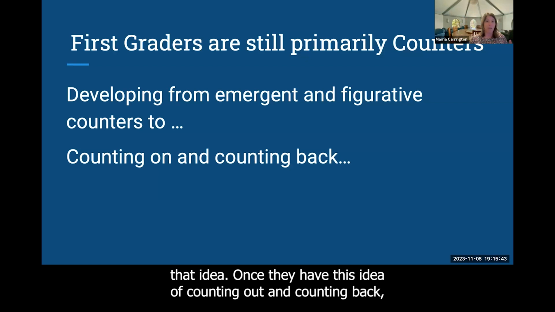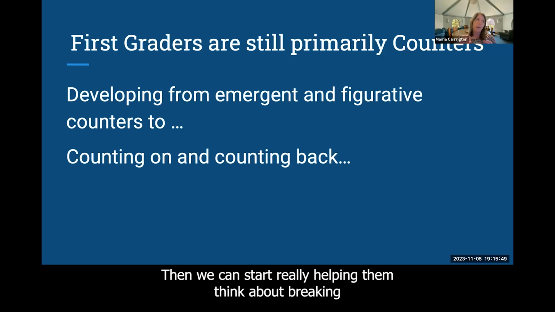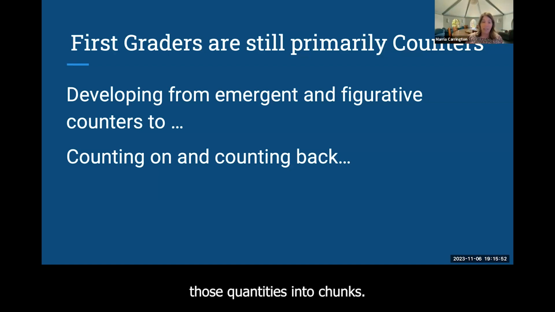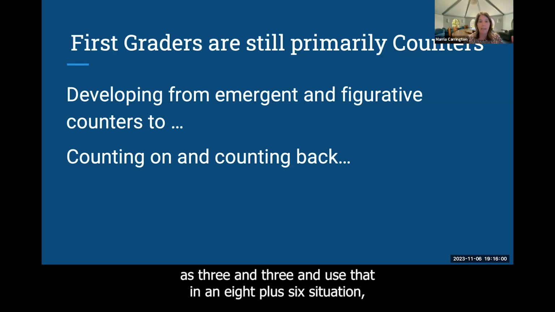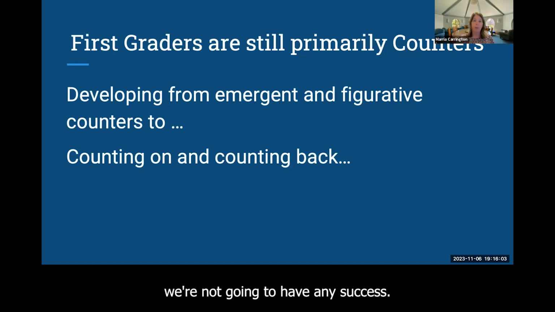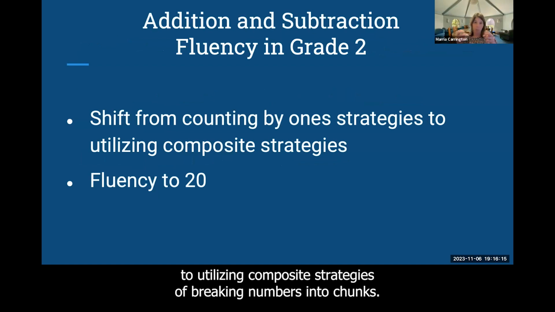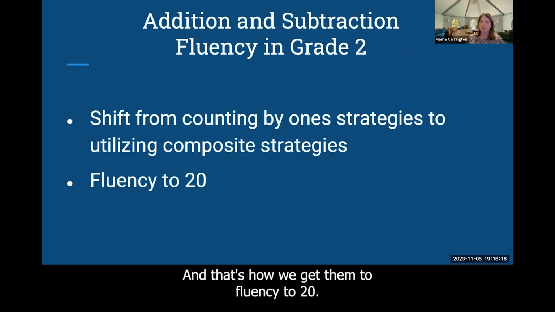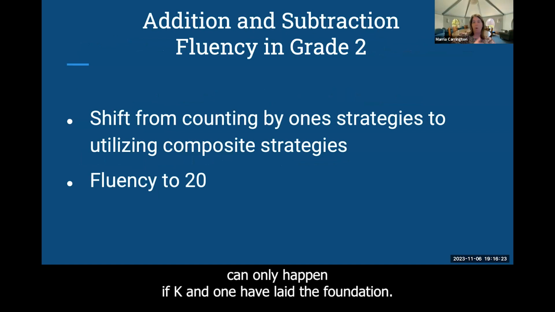Once they have this idea of counting on and counting back, that hopefully happens like mid-first grade, then we can start really helping them think about breaking those quantities into chunks. If they don't own that quantity as a quantity, and then we want them to think about 6 as 3 and 3 and use that in an 8 plus 6 situation, we're not going to have any success. So second grade, we know that they have to shift from counting by 1 strategies to utilizing composite strategies of breaking numbers into chunks. And that's how we get them to fluency to 20. So this shift in second grade can only happen if K and 1 have laid the foundation.